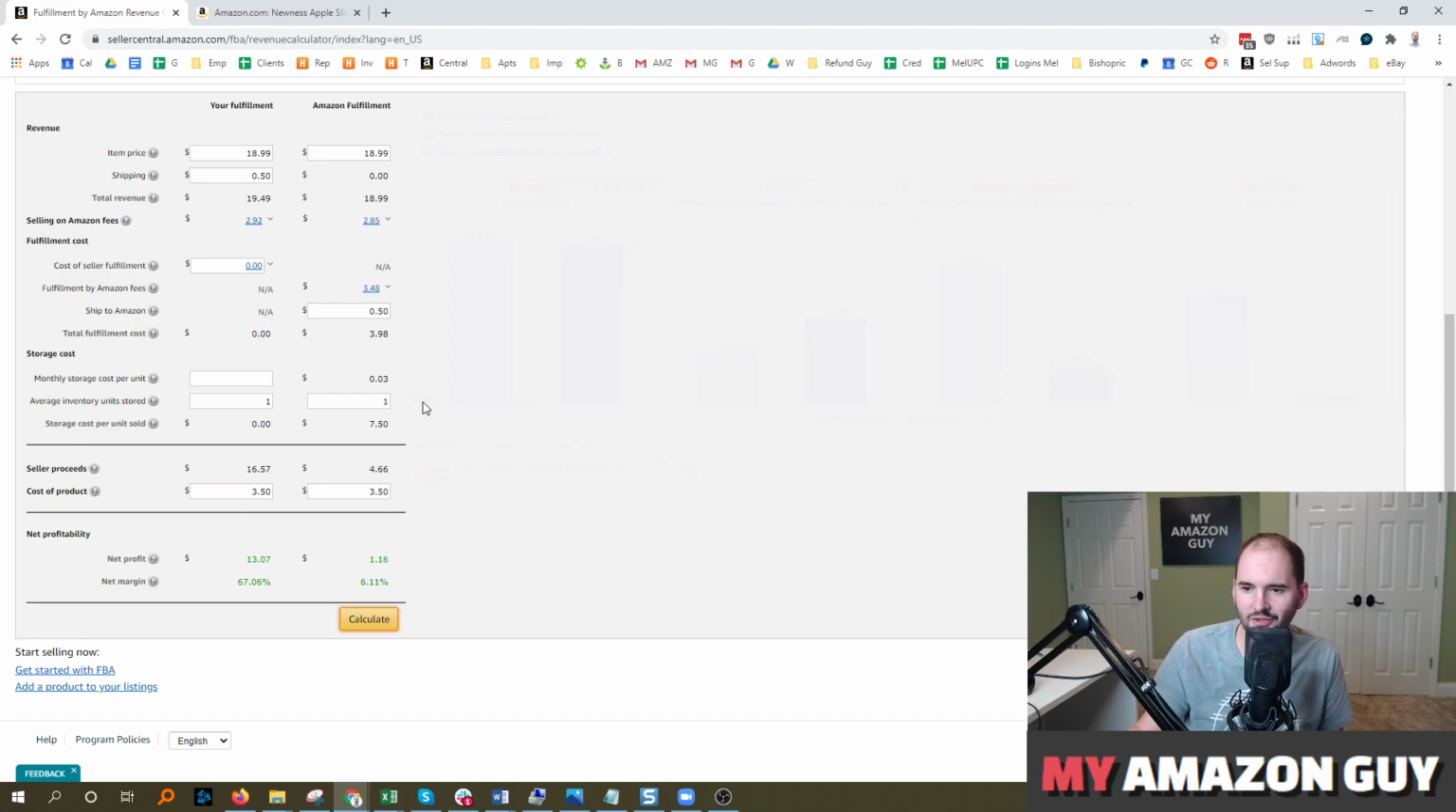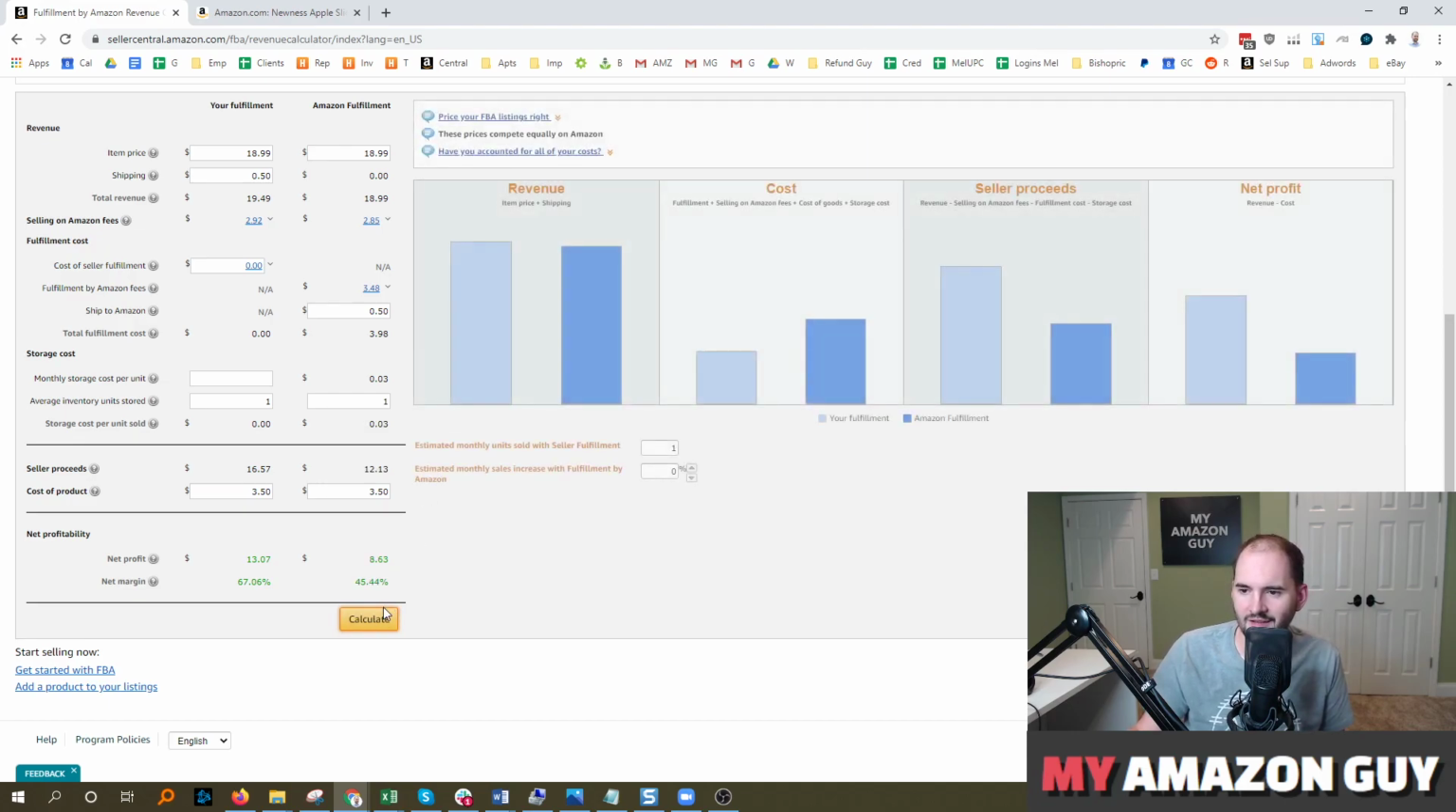Let's recalculate that with 1, because that'll probably be more accurate. All right, now our profit margin went up to 45%. That's more like it. And our seller proceeds are $12.13. Cost of the goods, minus that out. Boom, net profit, $8.63 with a net margin of 45%.